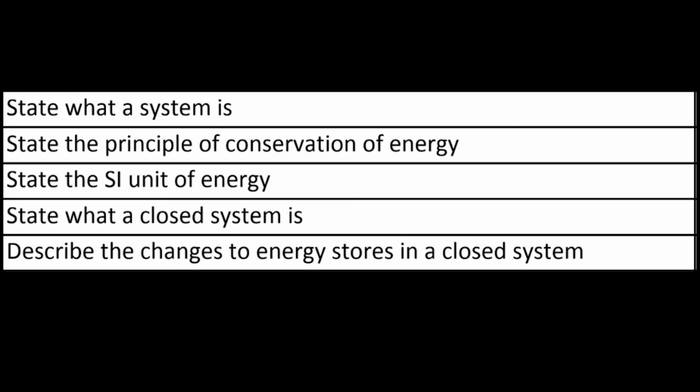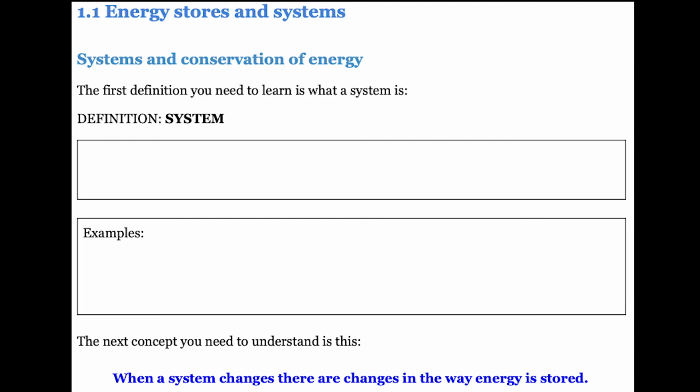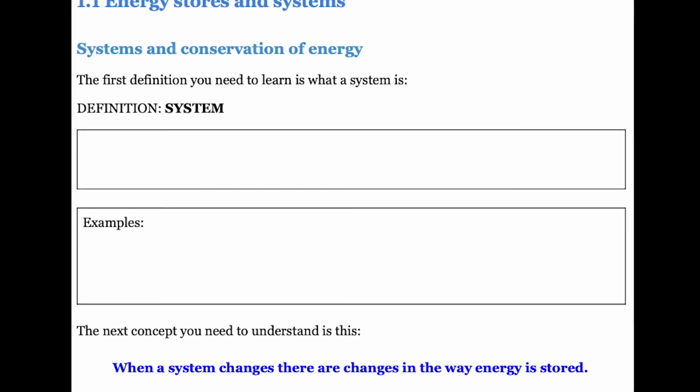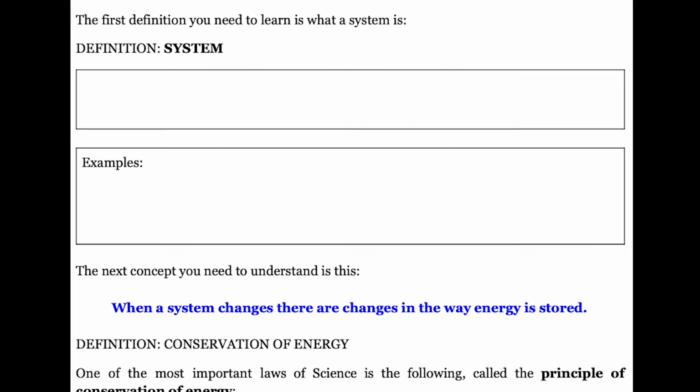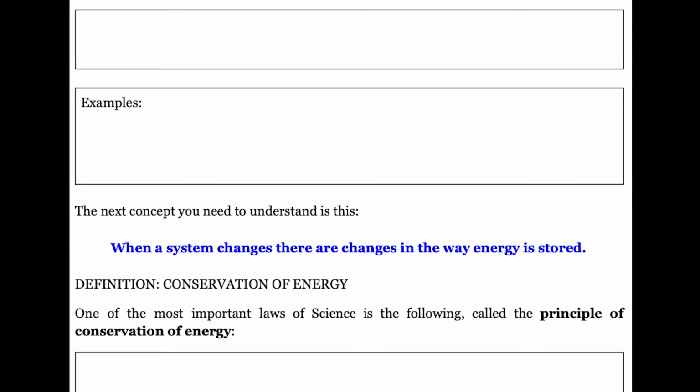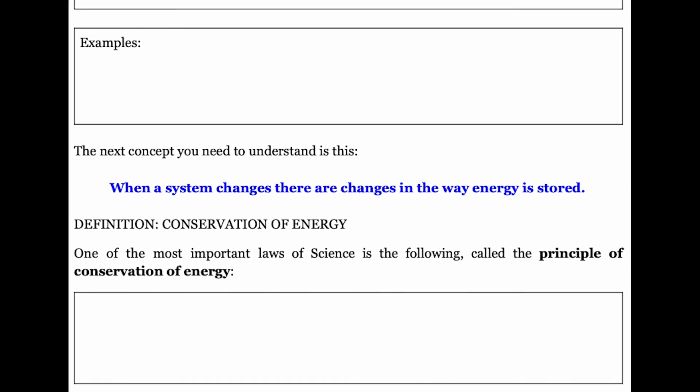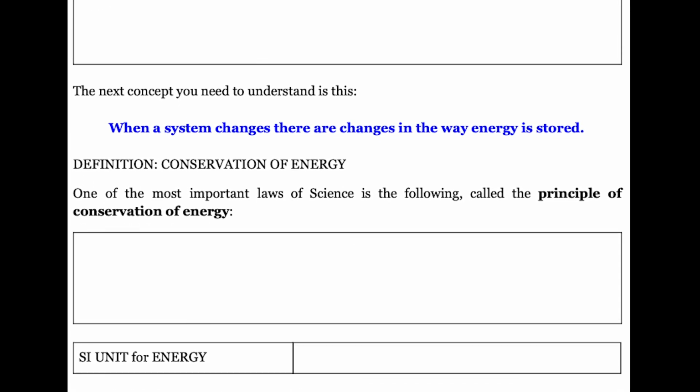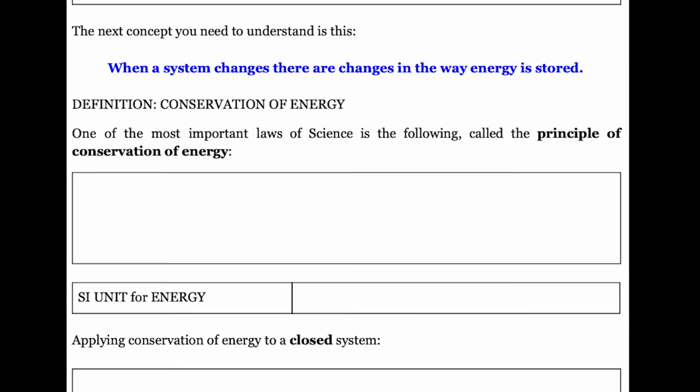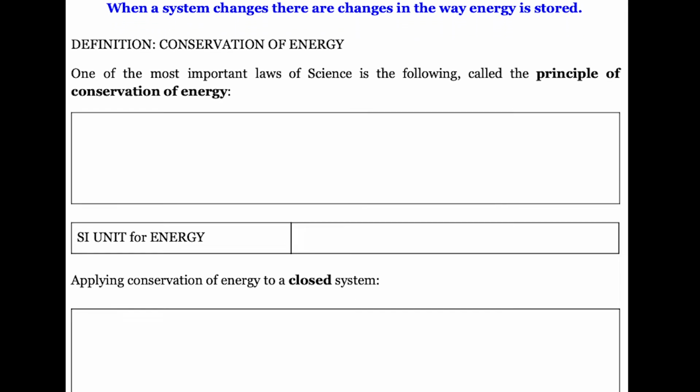Just recapping after this first lesson, we know what a system is, we know the principle of conservation of energy, we know the units of energy, and we know what a closed system is, and we've looked at some examples of that. What you should be able to do now is complete the worksheet for this section and have your list of revision cards so you can remember this AO1, these facts and definitions. Next lesson we'll look at the different stores.